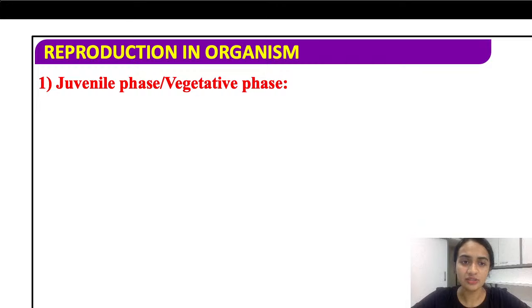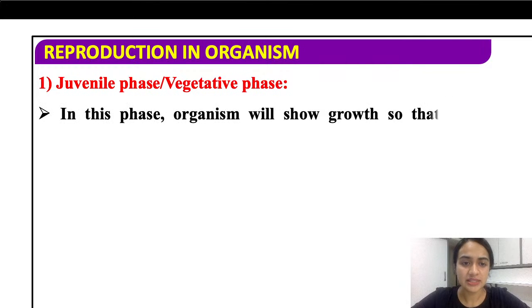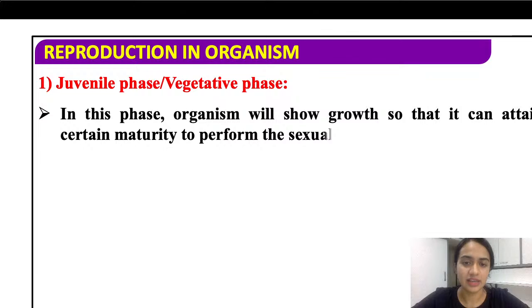Juvenile phase or the vegetative ones. What happens in this phase is that the organism will show growth so that it can attain certain maturity to perform sexual reproduction. Like if we plant a seed today, it will not flower the very next day. First you'll see a small cotyledon coming up, then it grows further, and a few leaves are formed. So these are all the juvenile phase or the vegetative phase.